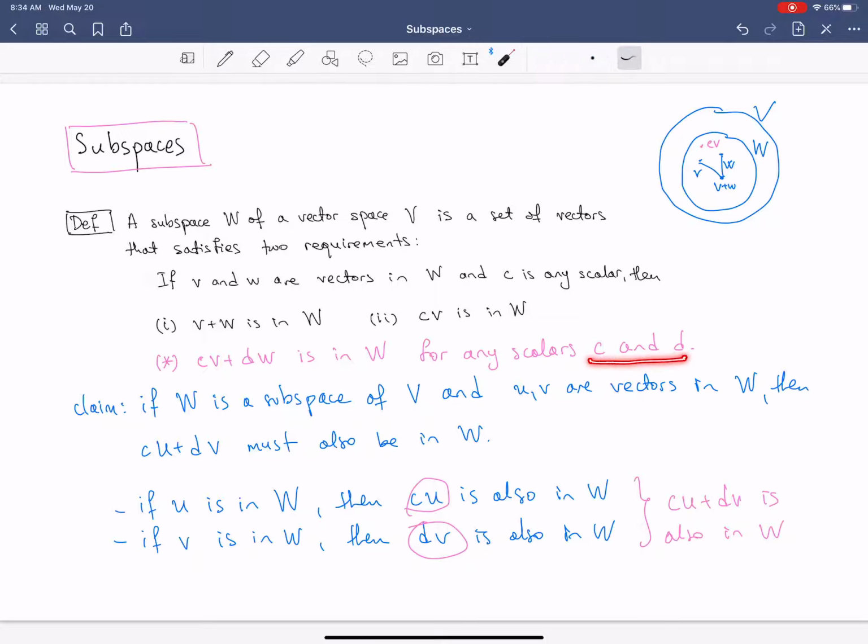Oh, one important thing that I forgot to mention is that because we are allowed to choose any scalar, in particular, we are allowed to choose the scalar 0. So if you want a subset W to be a subspace, you have to have the 0 vector in there. No matter what, we always have the 0 vector. Why? Because the 0 vector is simply 0 times v. When you choose c to equal 0, you get the 0 vector. So every subspace of a vector space V must contain the 0 vector.